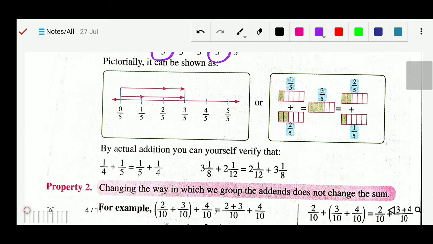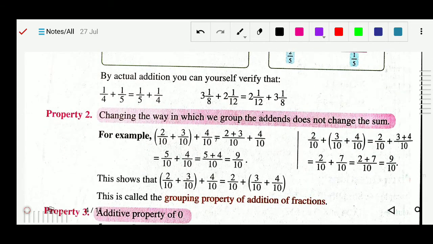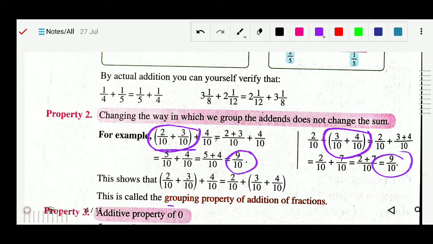Second property, you can see, changing the way in which we group the addends does not change the sum. Suppose we are making a group, here 2 by 3 and 3 by 10. Same we have done here, 3 by 10 and 4 by 10 in one group. You can check, its answer will remain 9 by 10, here also 9 by 10. So this is called the grouping property of addition.